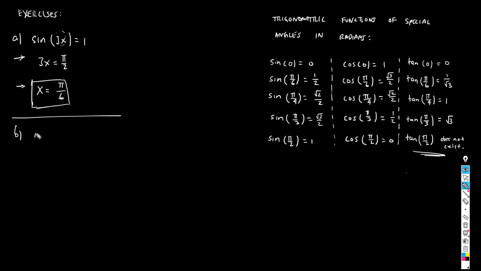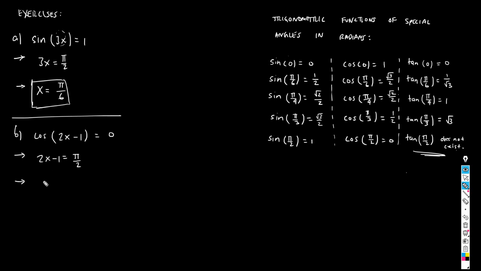Example B. Let's look at the cosine of 2x minus 1 being equal to 0. How do we solve this equation? Cosine of 2x minus 1 equals 0. I go to my list, I look at the part of the cosines, and then I ask myself, is there an angle for which the cosine of that angle equals 0? Okay, it's this one. It's again pi over 2. Cosine of pi over 2 equals 0. So then we can deduce that this angle should be the same as pi over 2.